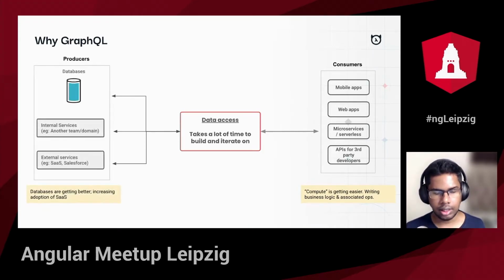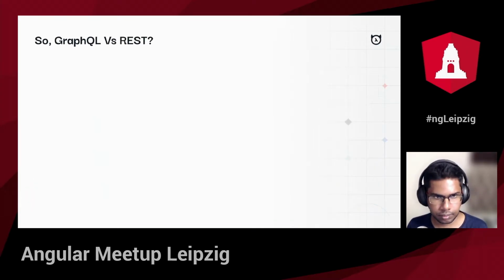And data is abundant everywhere. There are producers giving data. Databases are there, different databases for different use cases. We have SQL, NoSQL, and graph databases of late. And you have internal services, APIs, and SaaS services, right? So databases are getting better, and everybody's adopting them really quickly. And the compute power is also pretty high, and everybody's writing business logic as well.